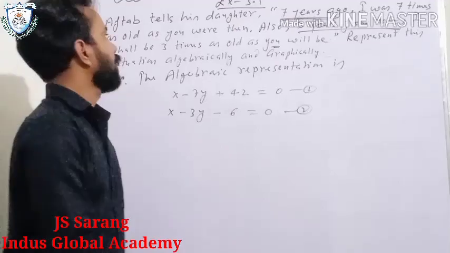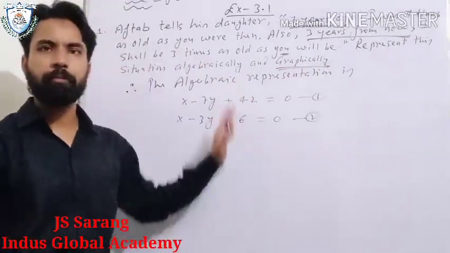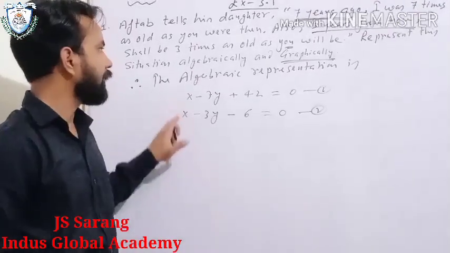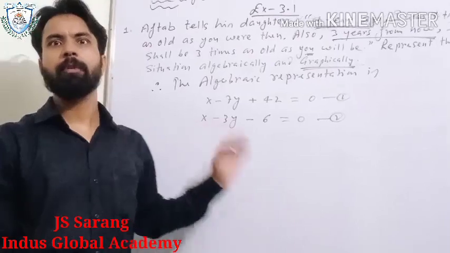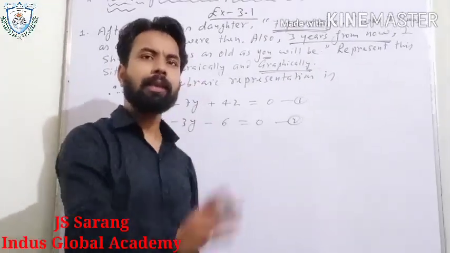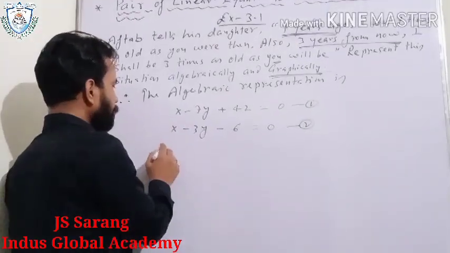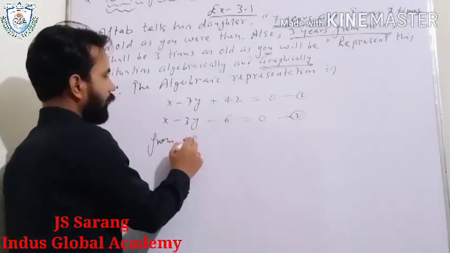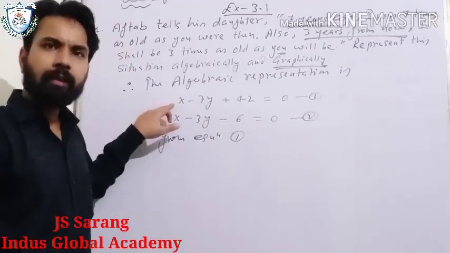Clear? Okay. Now we will discuss the graphical representation of the same problem. So after getting these two equations, we can plot their graph. So how can we plot the graph? You know very well. In 9th class we have already plotted graphs. Right? So first of all, from equation number 1, we can find out the value of x.